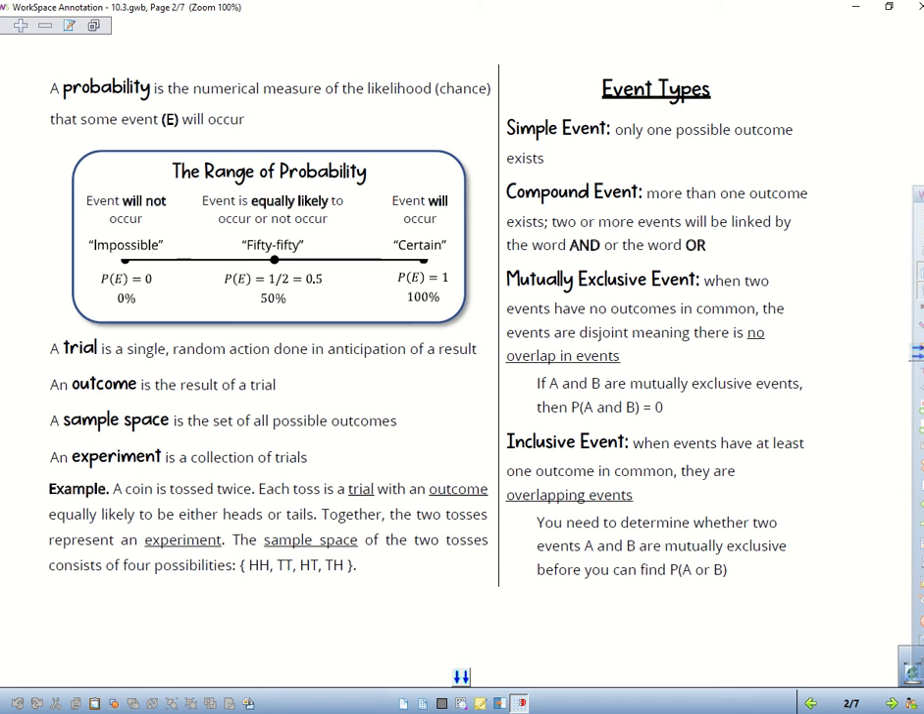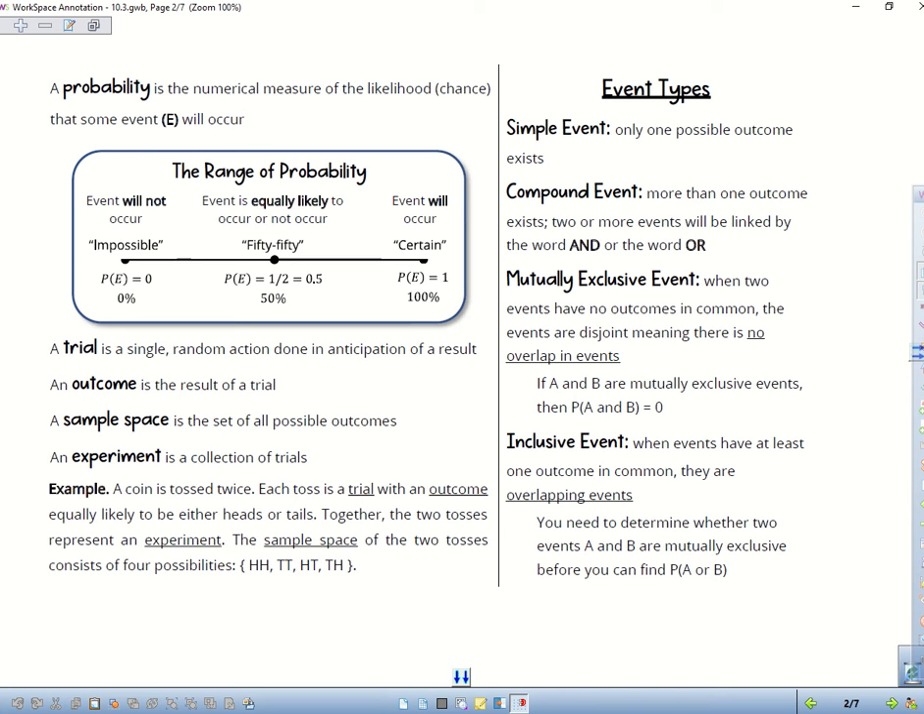So, the probability is the numerical measure of the likelihood that something will occur. And the range of probability is always between 0 and 1. So, it could either be 0 to 100% or 0 to 1 as represented by a fraction or a decimal. So if something is impossible, it's going to have a probability of 0. If something is completely certain to happen, it's going to have a probability of 1. And if something is as equally likely to happen or not happen, it has a probability of 50% or 1/2.